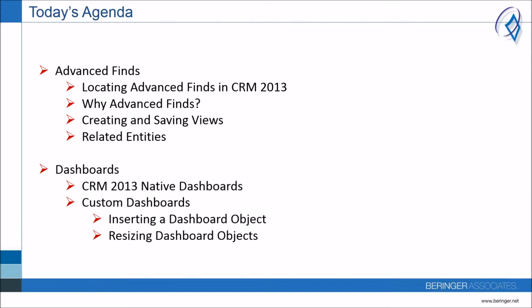Let's go over the content of today's webinar. We're going to break it up into 2 sections, one for advanced finds, one for dashboards. We're going to go over finding the advanced finds in the new version of CRM 2013. For some of you who are familiar with CRM 2011, the advanced find is actually located in a different place. So we're just going to go over really quick about where to find it, just so it's easier for you to access.